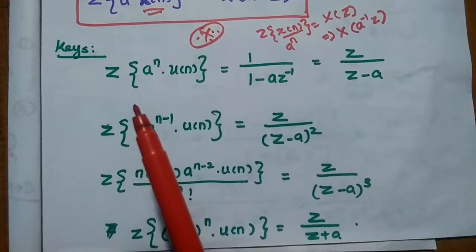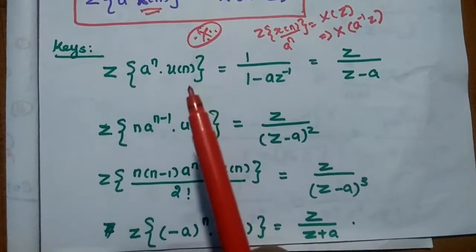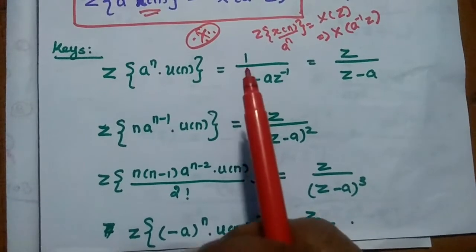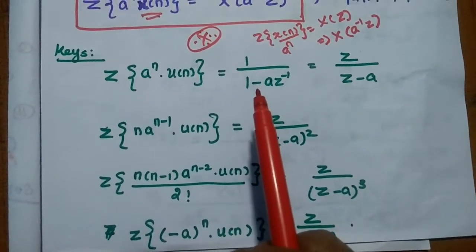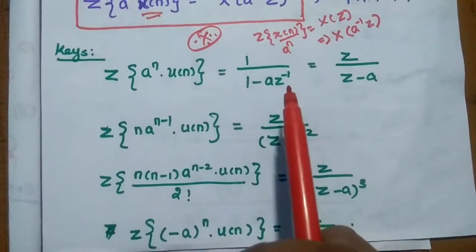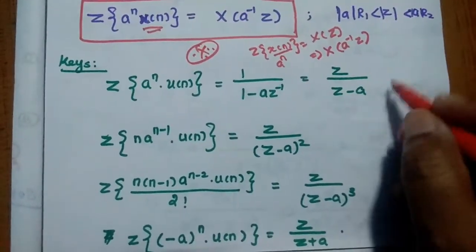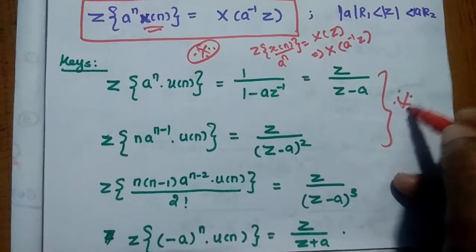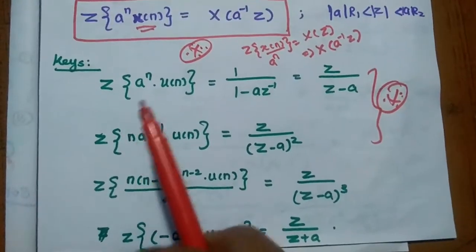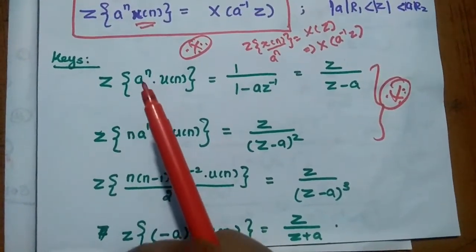Z transform of a power n u of n is equal to 1 divided by 1 minus a z inverse, that is equal to z by z minus a. These are very important formulas. Z transform of a power n, any constant.